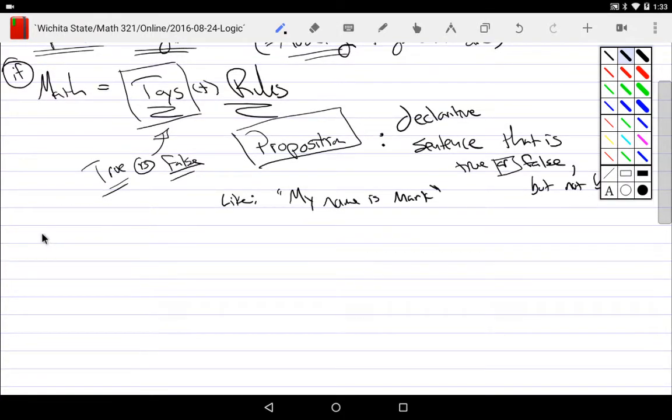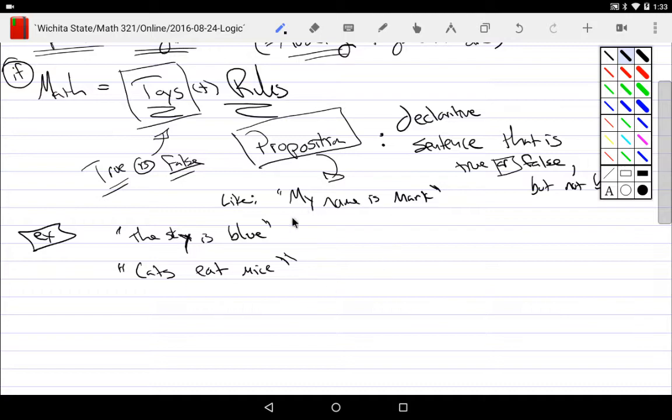And so we have some examples here that might end up showing problematic features. One example would be, say, the sky is blue. My name is Mark. Cats eat mice. So here are some examples. As I start to look at this, for all of these propositions there's a feature of this declarative sentence that is true or false, but not both. I notice that I tend to have an object, the thing that I'm talking about, like my name is Mark, where the object would be the person talking, right? And it has a feature that you're testing that is normally called the predicate.